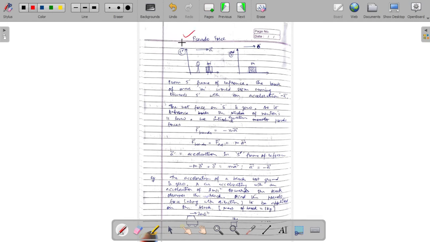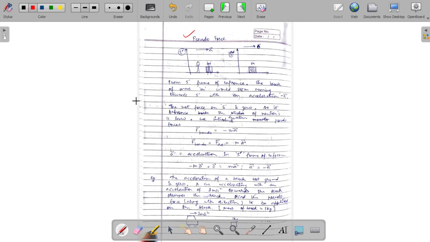So pseudo force is one of the topics which helps us in solving various problems which we face in this chapter, particularly the problems in which our frame of reference is moving. So how does pseudo force help us in that? So let us learn and jump right into the topic.